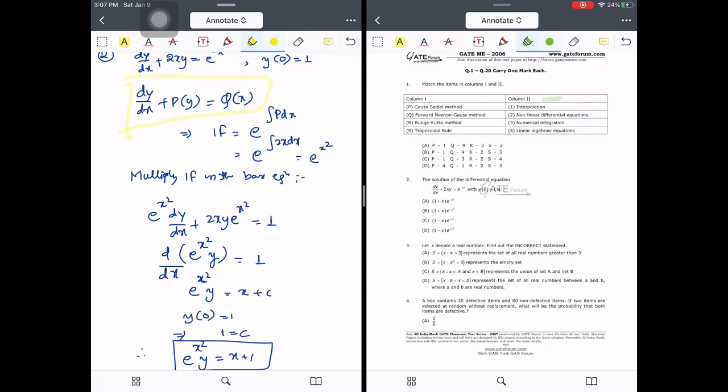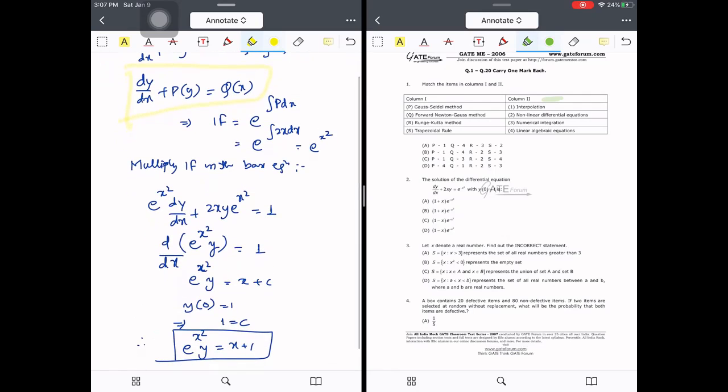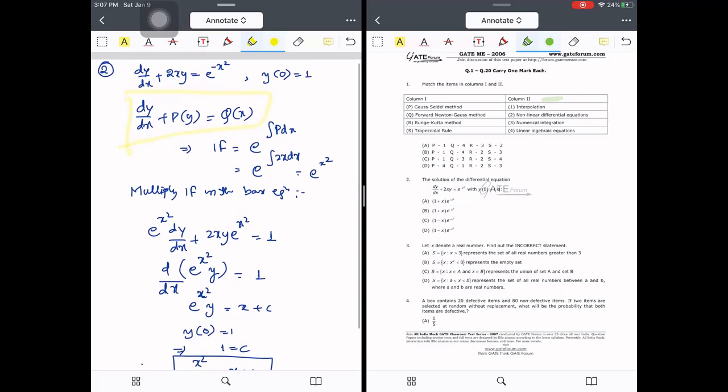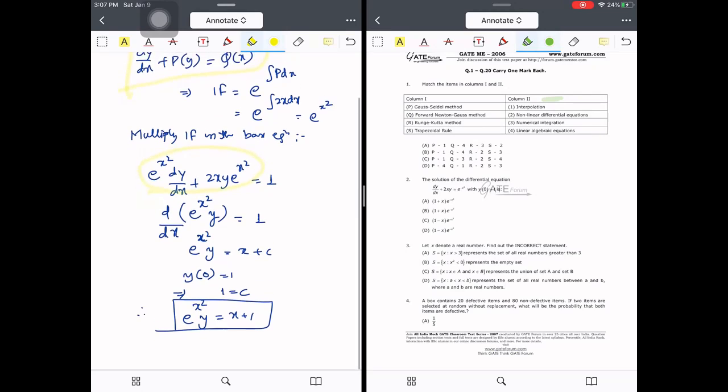Now question number 2: the solution of the differential equation dy by dx + 2xy = e to the power of -x square. Here you will see it is in the form dy by dx + P y = Q of x. First we find the integrating factor, that is e to the power of integral P dx. So we get e to the power of integral 2x dx, which is e to the power of x square. Then the solution is just to multiply with the base equation. When you multiply, it becomes e to the power of x square dy by dx + 2xy e to the power of x square = 1.